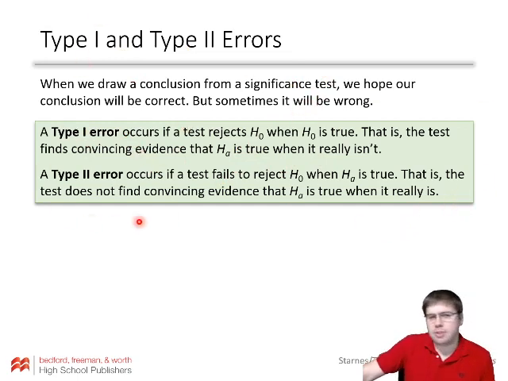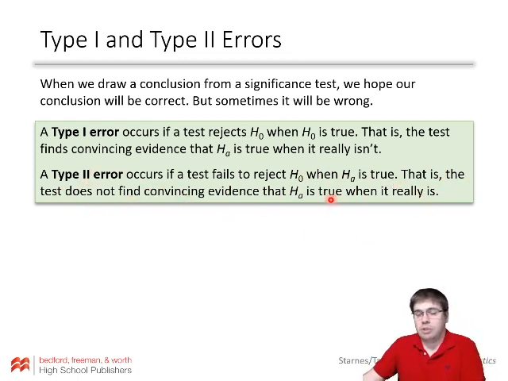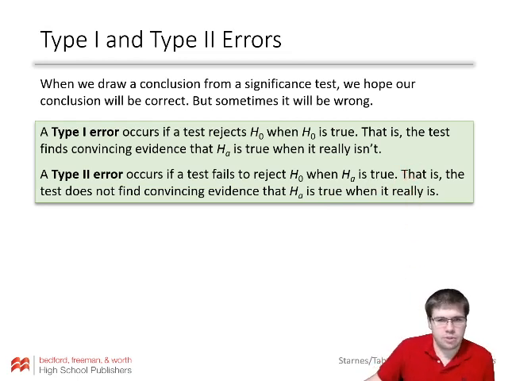And then type 2 is kind of the opposite. If we do not reject the null, but we should have, right? Type 2 error: if a test fails to reject the null hypothesis when the alternative hypothesis is true, that is, the test does not find convincing evidence of the alternative when we should have gotten those convincing results.